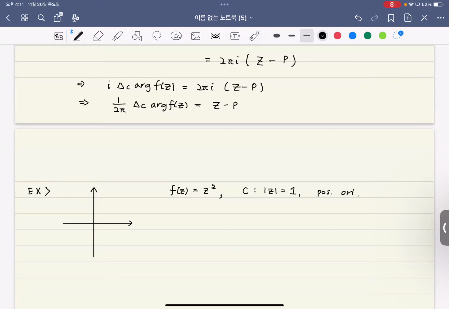But the same can be concluded by just counting the zeros of this function enclosed by this curve. This is the curve of radius 1, and clearly inside I can see just 1 zero. So there is 1 zero in the region enclosed by this curve, and the multiplicity of this zero is 2. Therefore, we can also get the same conclusion. The winding number is 2.